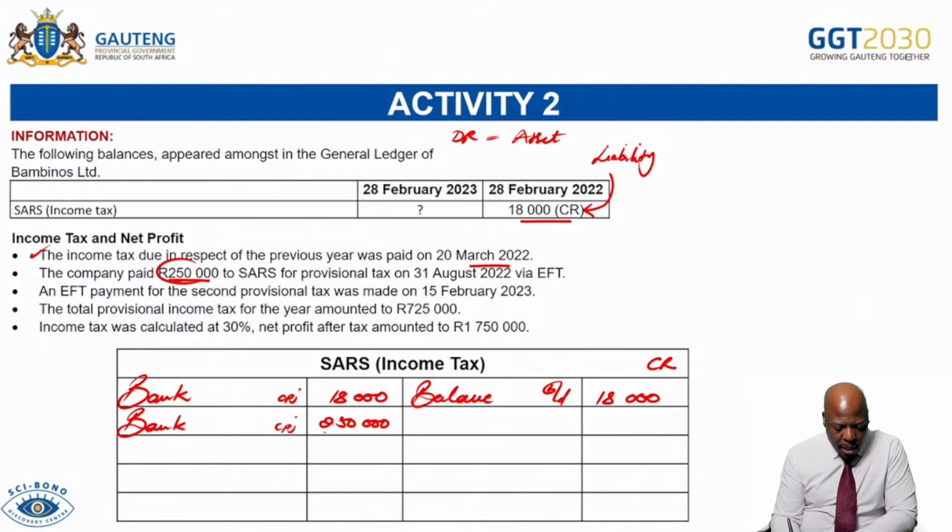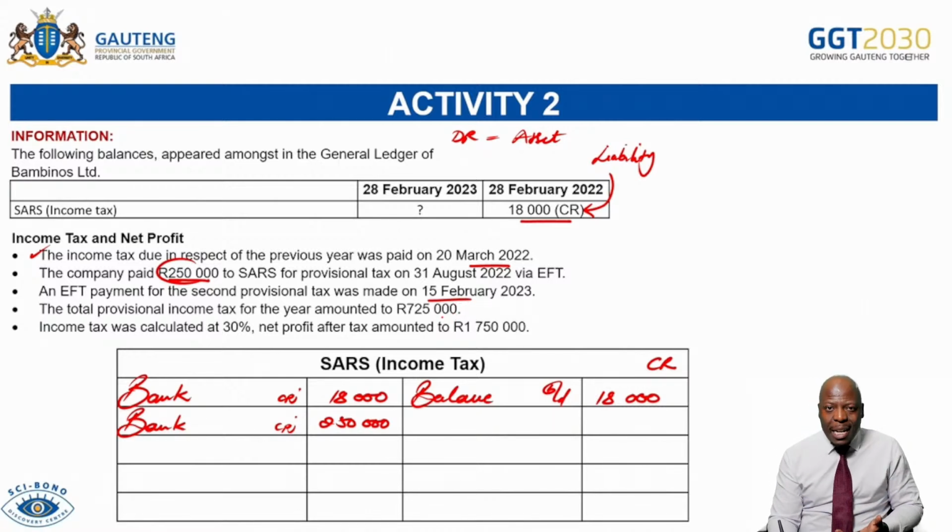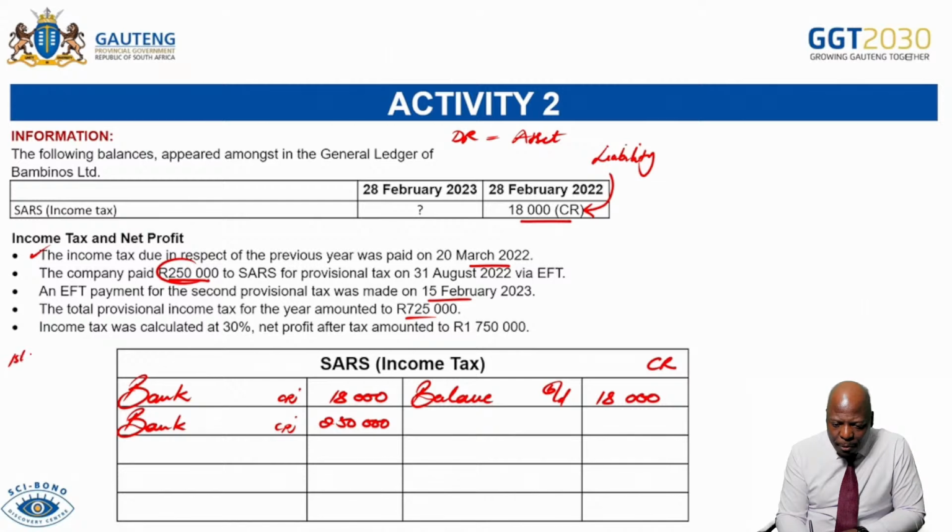Then they say an EFT payment for the second provisional tax was made on 15 February. Okay, so we now have our 2 provisional payments. They don't tell us the amount, but then they say the total provisional income tax for the year was 725. The total. So it simply means if I have my first provisional payment, which is 250, and my second provisional tax payment, I don't know, but my total provisional tax payments is 725.